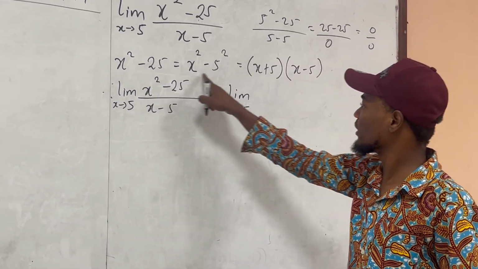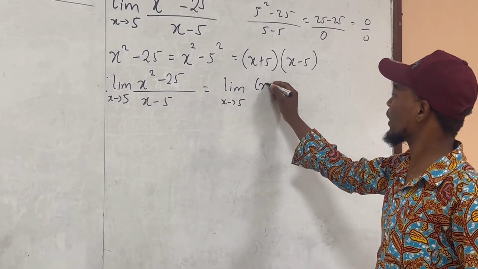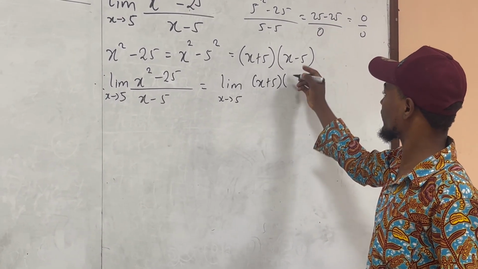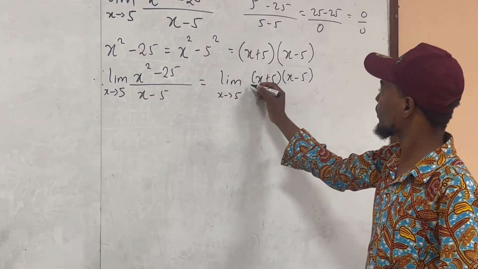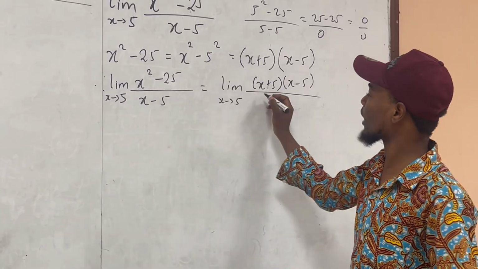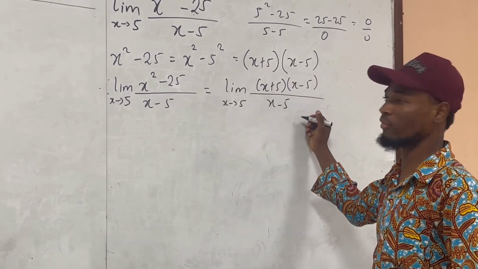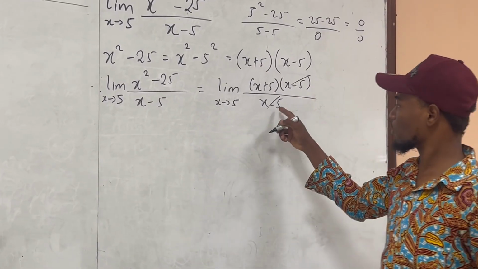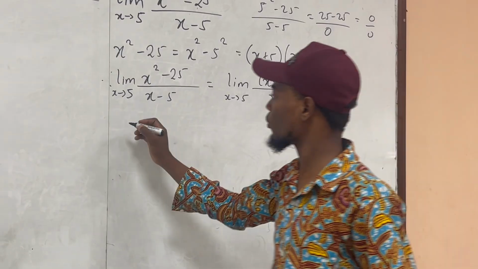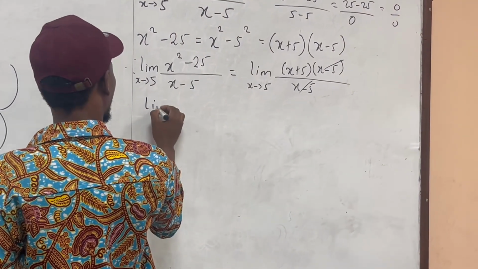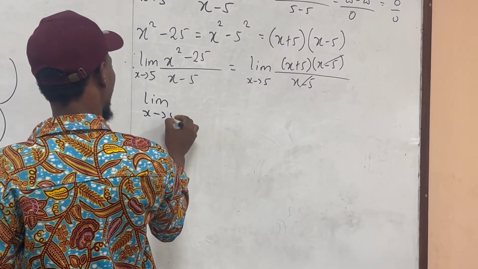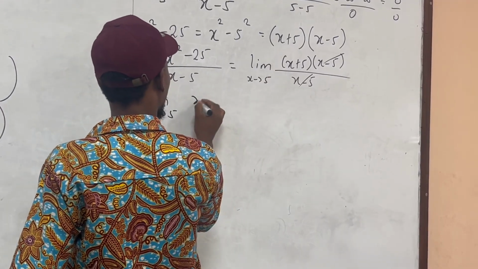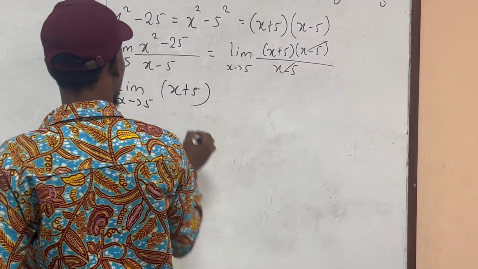So the numerator is the same as what? x plus 5, then x minus 5, then all over the denominator x minus 5. Clearly, this will cancel this, right? So therefore, you have the limit as x approaches 5 of x plus 5.